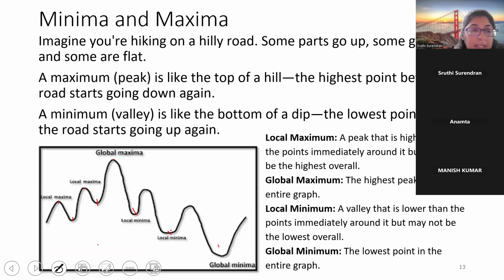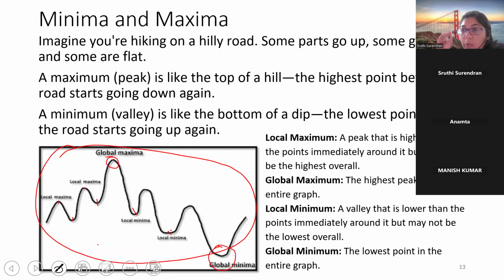Now, if you see in this whole region, you can see that one maxima is the highest of all. That is the highest peak in this entire graph. And one minima here is the lowest dip or lowest valley in the entire region. This highest value is called the global maxima, and this lowest value is called the global minima. The remaining maximas are called the local maximas, and the remaining minimas are called the local minima.